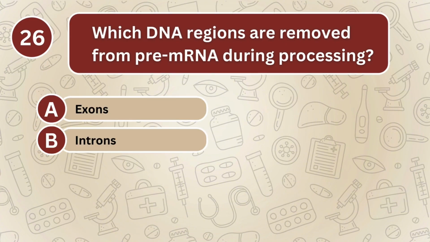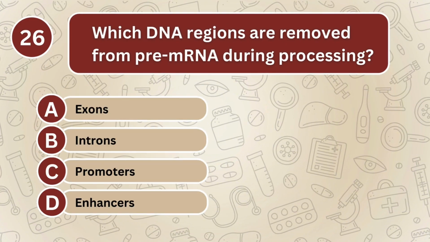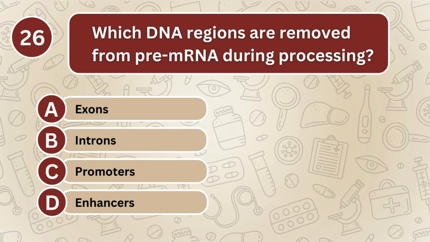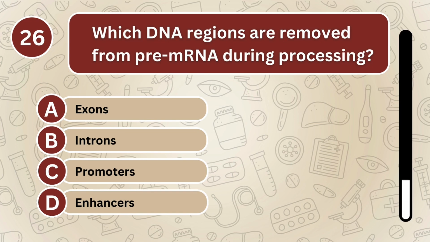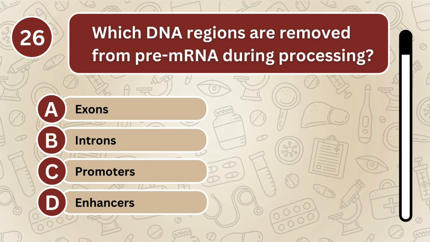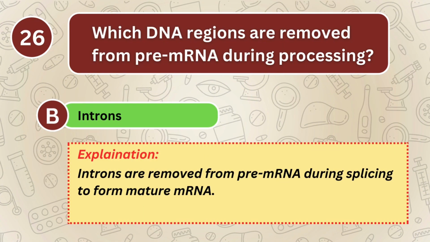Which DNA regions are removed from pre-mRNA during processing? Exons, introns, promoters, or enhancers? Correct answer is B. Introns.